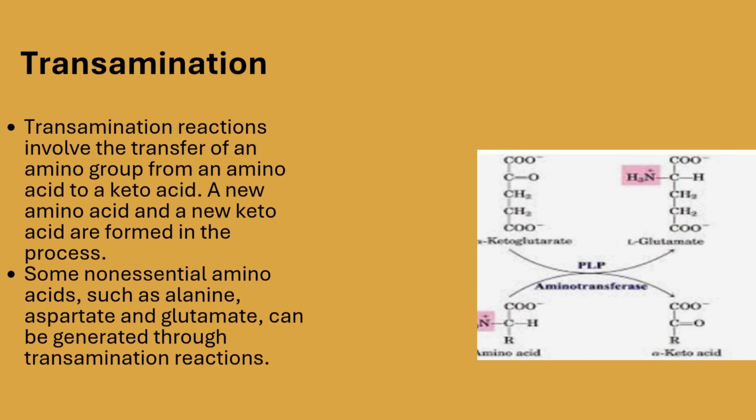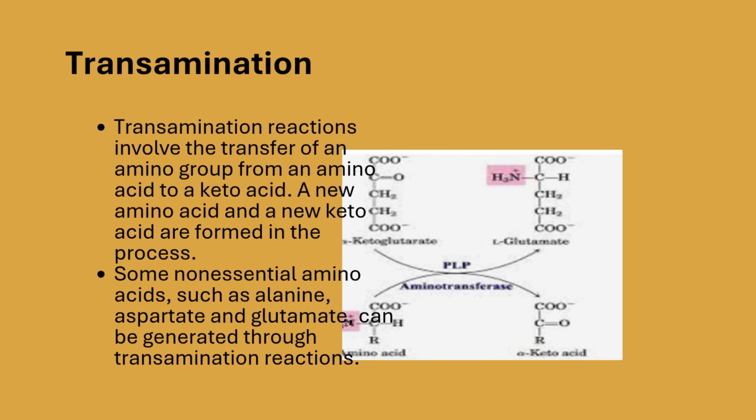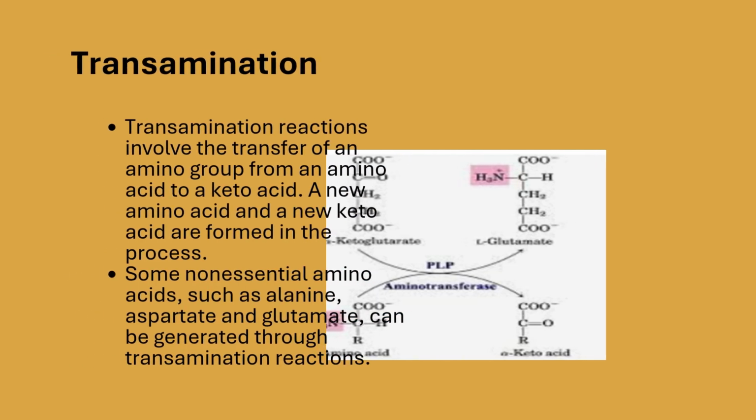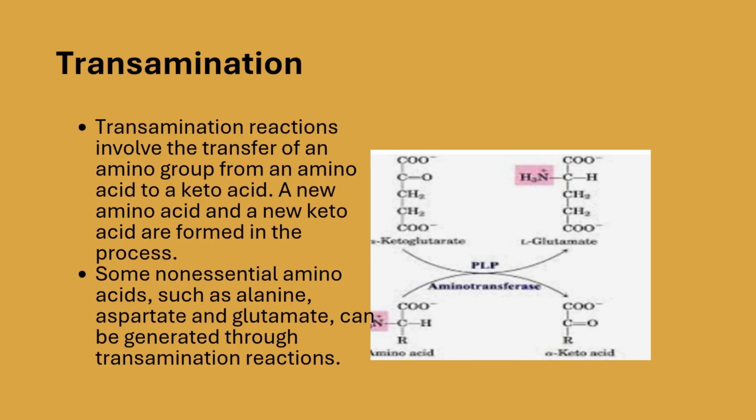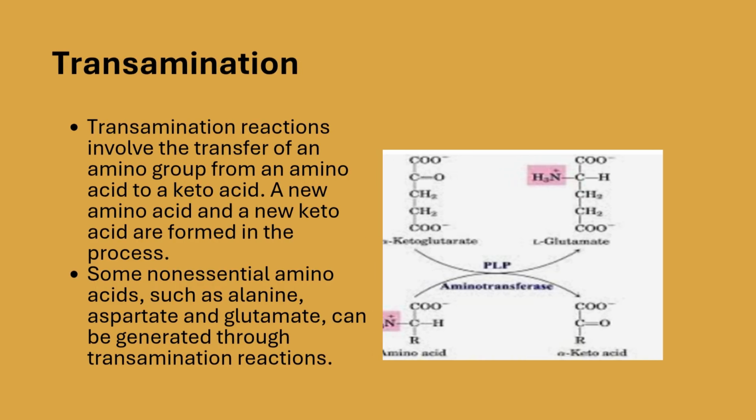Now, let's talk about transamination. Transamination reactions involve the transfer of an amino group from an amino acid to a keto acid. A new amino acid and a new keto acid are formed in the process. Some non-essential amino acids, such as alanine, aspartate and glutamate, can be generated through transamination reactions.